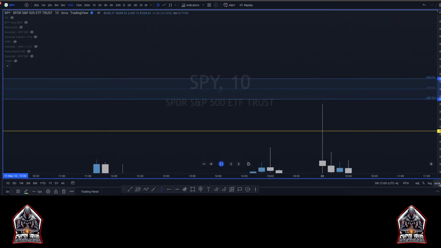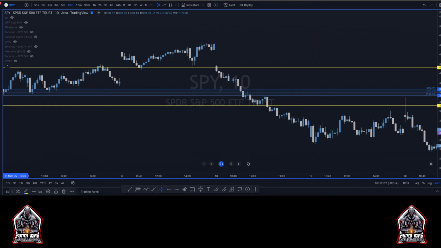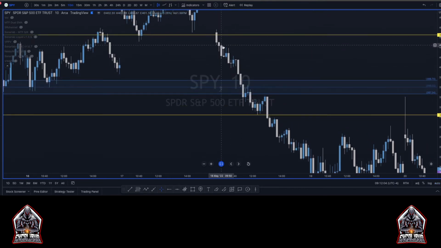If we drop it to a lower time frame, you can see how we had that big sell-off. We have that bounce and then we sell off again. So that's if you miss the initial sell-off.